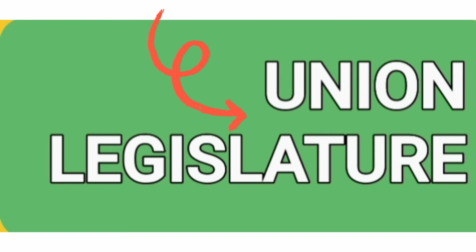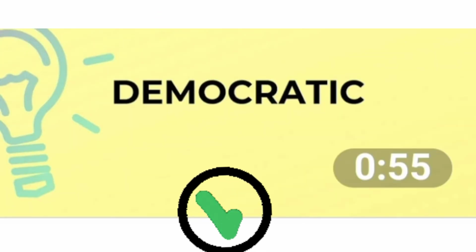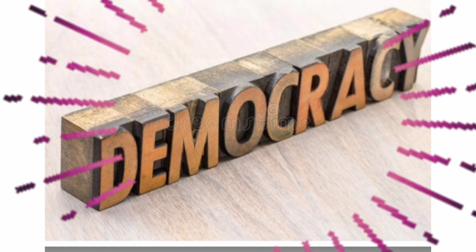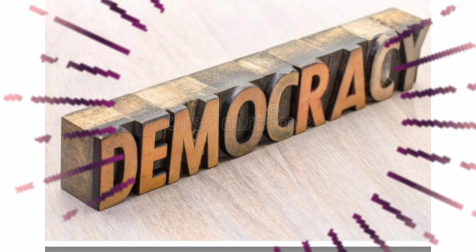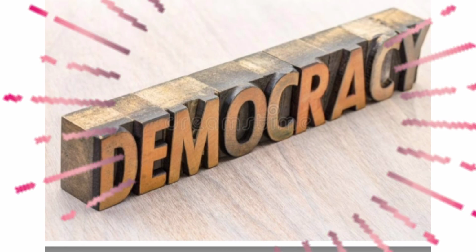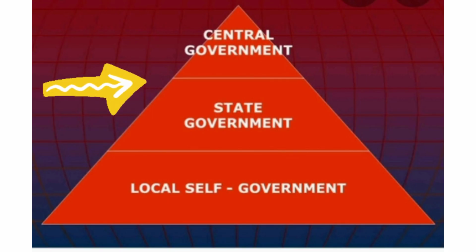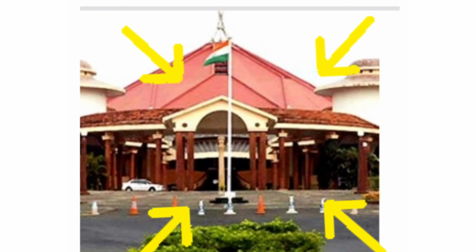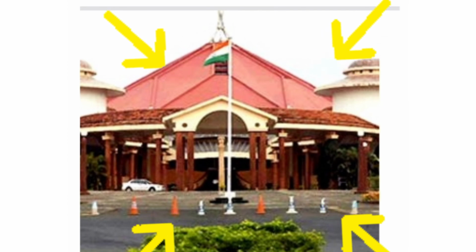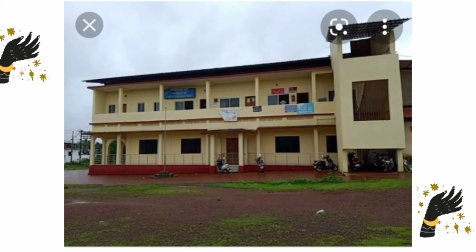You all know, students, that India is a democratic country, and in a democracy, as you have learned in the previous years, the people choose the government. In India, we have government at three levels. We have government at the center, that is also known as the union government. We have government at the state level, like how in Goa we have our own state government. And we also have government at the rural level, that is the panchayats and the municipalities.